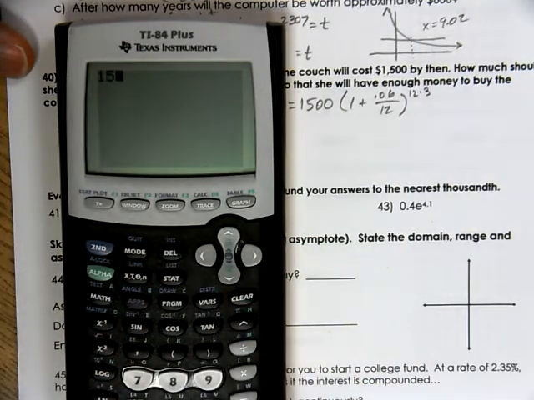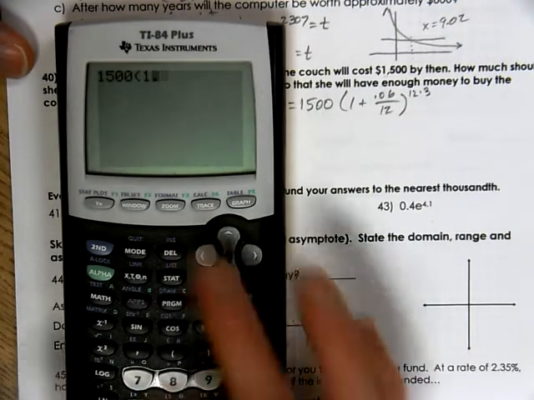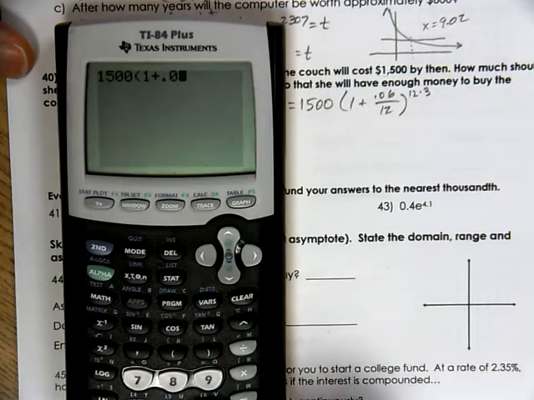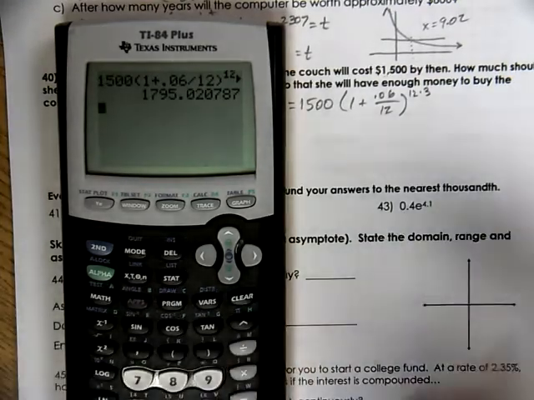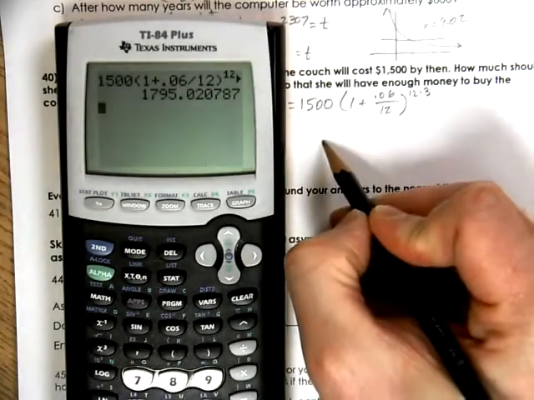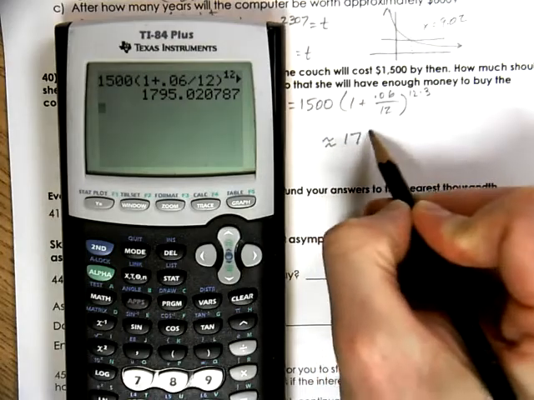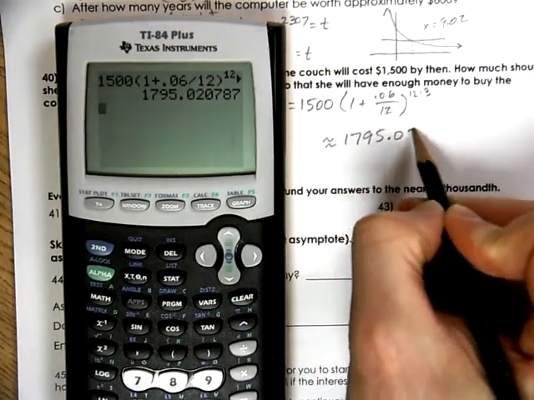So we've got 1,500, 1 plus 0.06 divided by 12 raised to the 12 times 3, which is 36. And we're getting approximately 1795.02.